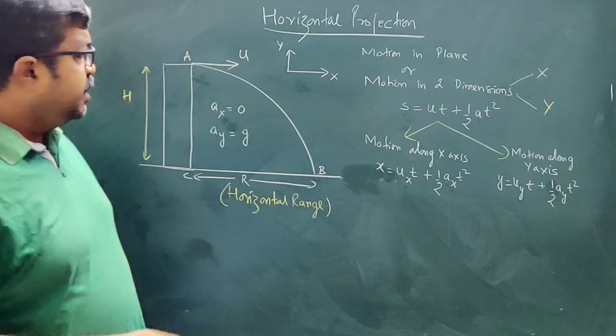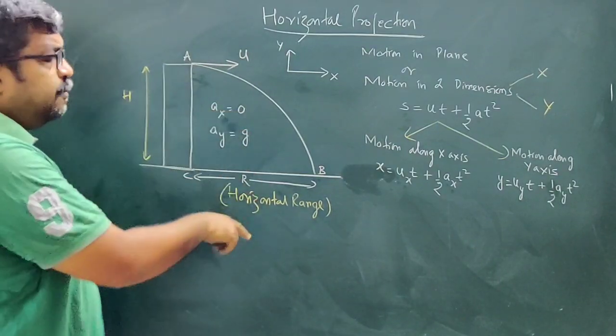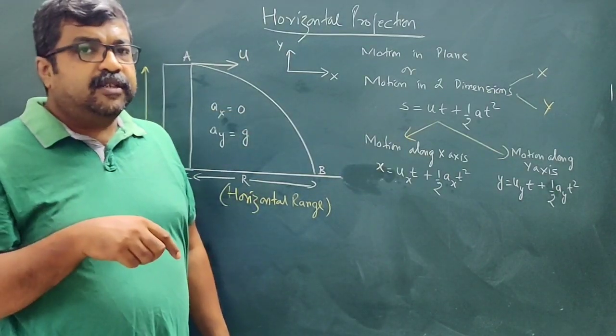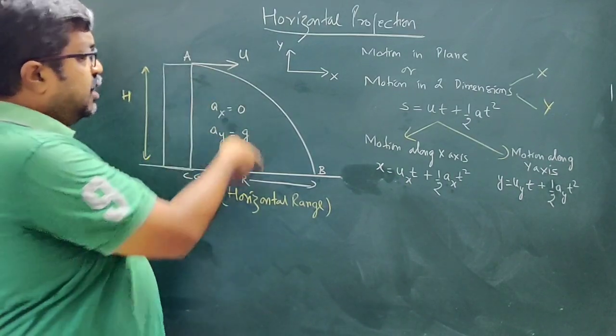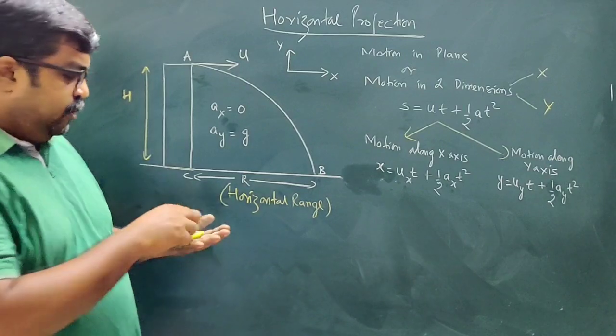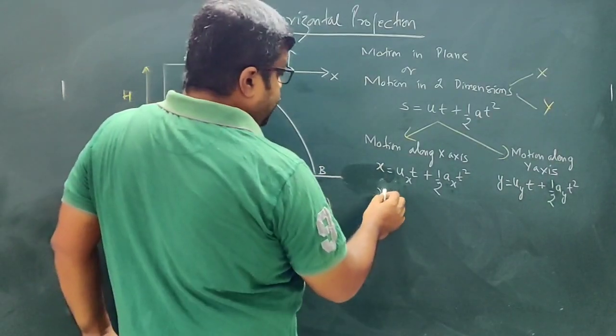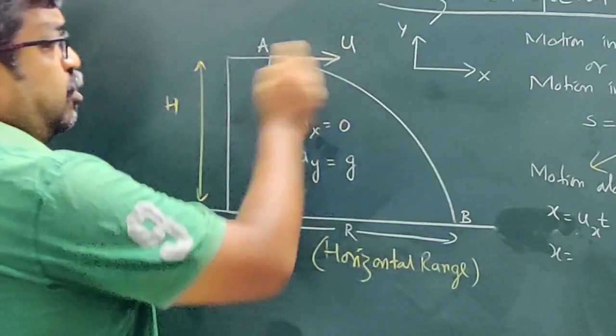The other way of understanding this is, when the projectile comes down, obviously it will undergo acceleration. Only while going upward it will undergo retardation. So here the projectile is coming down, so there is acceleration.